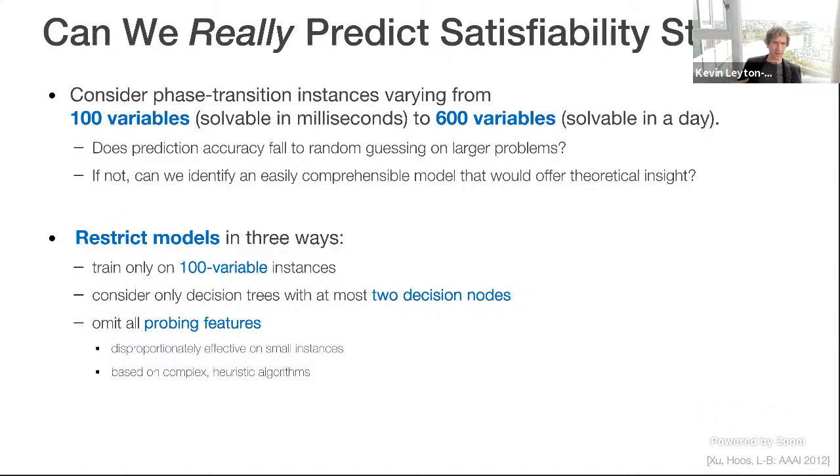We wanted instead features that looked at some kind of structural property of an instance that would be well defined from one size to another, so that we would believe that it would actually capture something combinatorial about the instance.